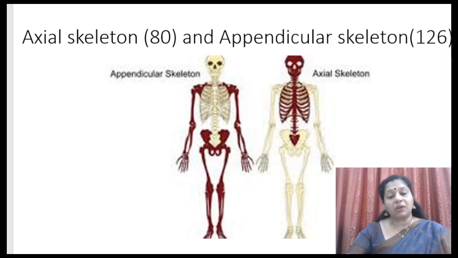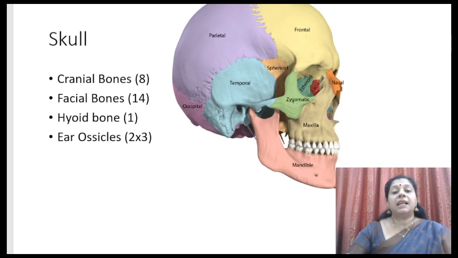Now let's learn about all these bones of the structures one by one. Let's learn first about our axial skeleton. The axial skeleton consists of our skull, our vertebral column, our ribs and the sternum. Let's start with the skull. The skull has a total of 22 bones.